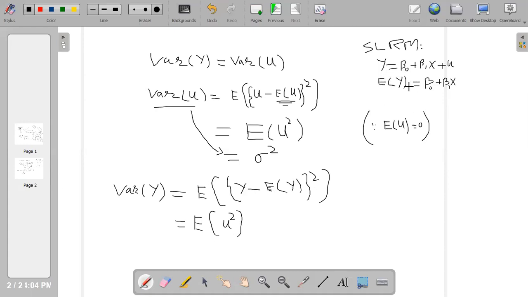Y minus expected value of y, okay? Y minus expected value of y will give you what? It will give you the disturbance term u.